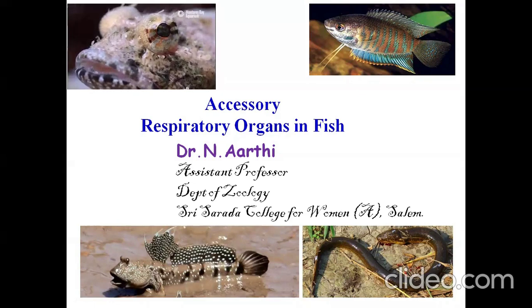In this session, we are going to discuss the accessory respiratory organs in fish. So what is the accessory respiratory organ? The accessory respiratory organ is the one which helps to breathe other than the regular respiratory organ.